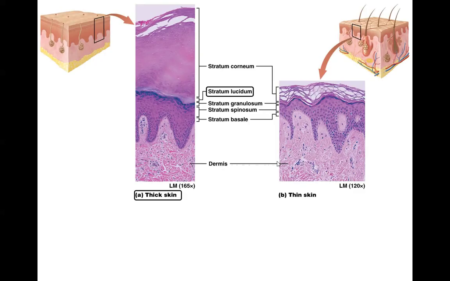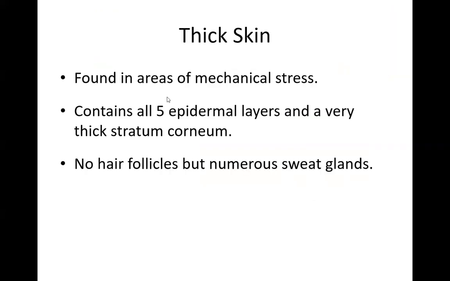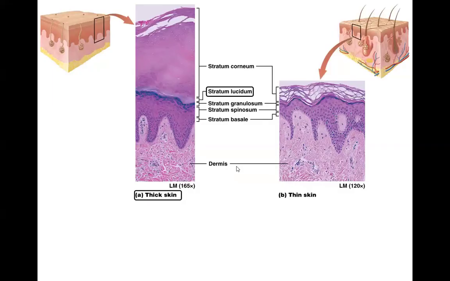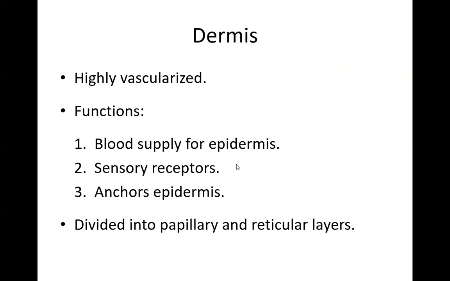The thin skin has a thinner dermis, while the thick skin has a thicker dermis. The thick skin contains all five epidermal layers and a very thick stratum corneum. No hair follicles, but numerous sweat glands. The dermis is deeper to the epidermis. It is highly vascularized, and its function is to provide blood supply for the epidermis.